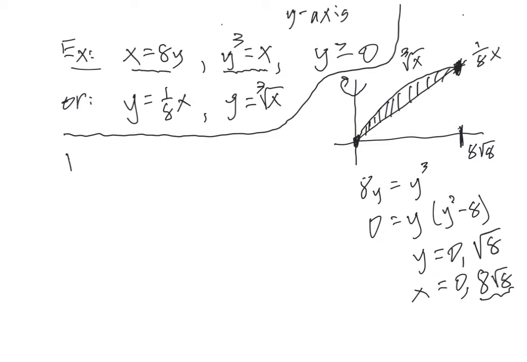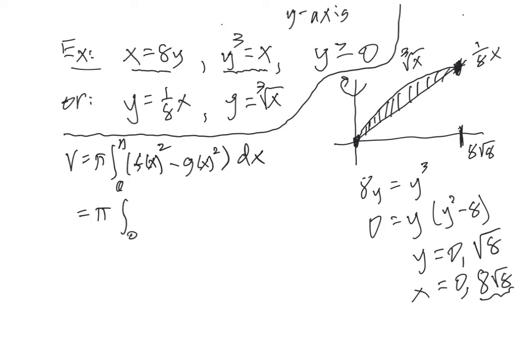Let's start there. V equals pi integral a to b, function on top squared minus function on the bottom squared. Okay, and hopefully we've identified all the necessary parts. Pi, we're going to go from 0 to 8 square roots of 8. I don't know if we need to simplify that, if it will make our work any easier.